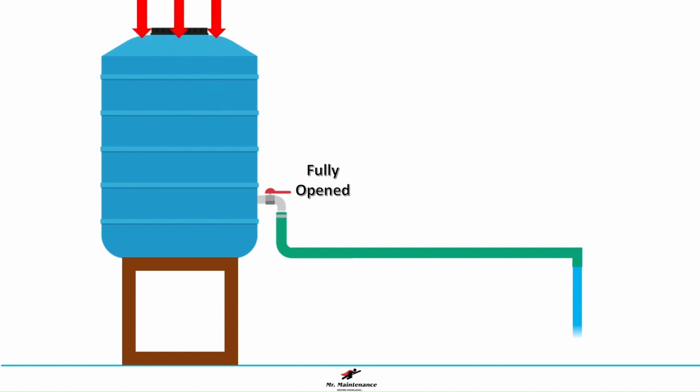When the valve fitted to the tank is fully opened, the water will start flowing from the tank without any restriction due to that external pressure. This is how the current works.